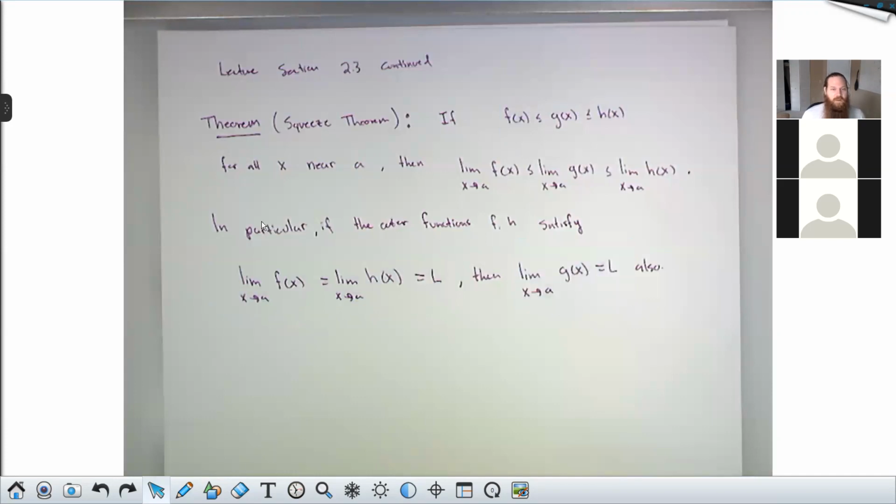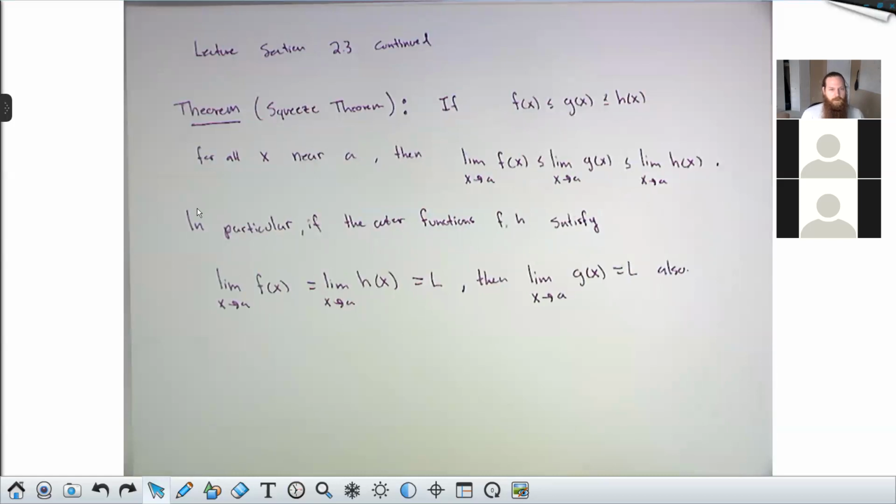All right? If the outer functions f and h satisfy, so Fabrice was asking what are these words here, I'm sorry for my handwriting. Yeah, in particular, if the outer functions f and h satisfy lim x to a of f of x equals lim x to a of h of x equals L, that is to say, if the function that's smaller than g and the function that's bigger than g are both going to the same number L, then g itself has to go to L.